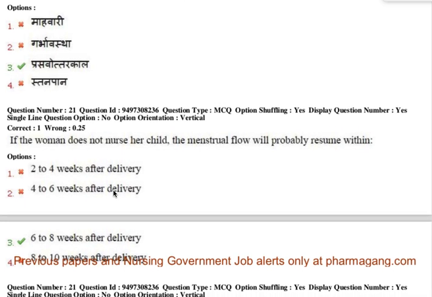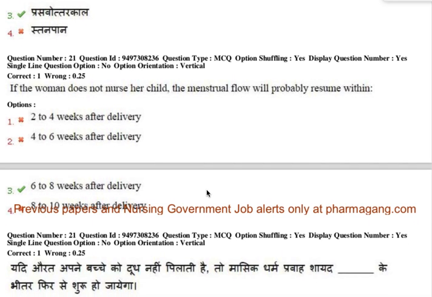Next question. If the woman does not nurse or breastfeed her child, the menstrual flow will probably resume within. Right answer is third, 6 to 8 weeks after the delivery.